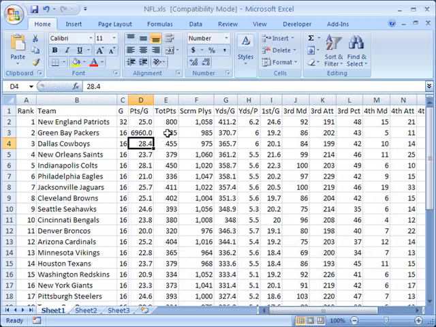And now what we see is the product of E3 and C3, which in this case happens to be 6,960. If we want to do addition, we can do that quite easily. We'll say equals E4 plus C4. And now we have the sum of E4 and C4. And then also we can do equals E5 minus C5. And the difference between 379 and 16 is 363.